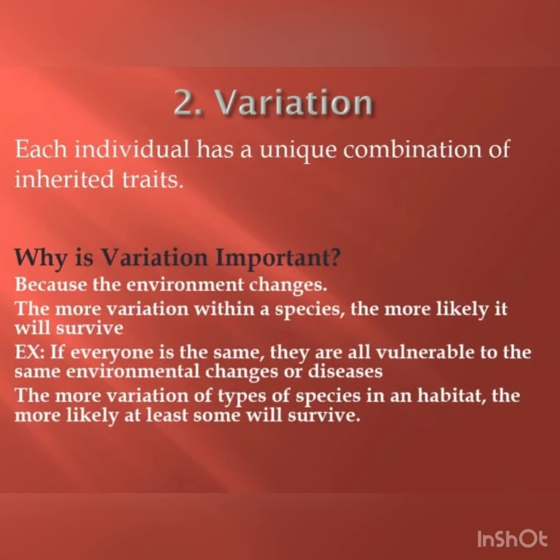Second, variation. Each individual has a unique combination of inherited traits. Why is variation important? Example: if everyone is the same, they are all vulnerable to the same environmental changes or diseases. The more variation of types of species in a habitat, the more likely at least some will survive. So variation is important because the environment changes.